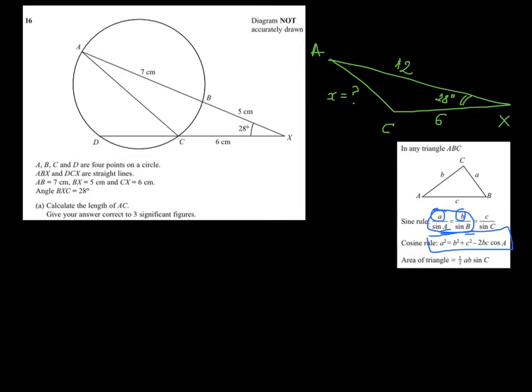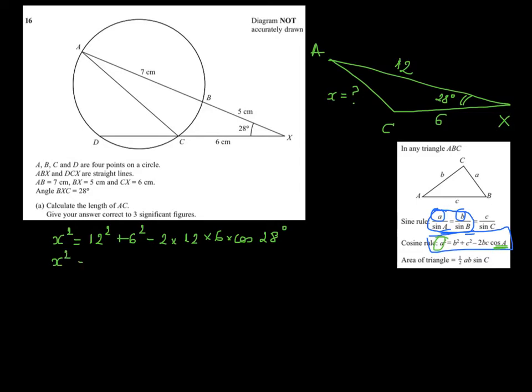And cosine rule tells me that x squared equals 12 squared plus 6 squared minus 2 times 12 times 6 times cos of 28 degrees. The rule should be read as the side that I need to find, it's opposite to the angle used in the rule. So if I want to find the side x, x is opposite to the 28 degree angle.